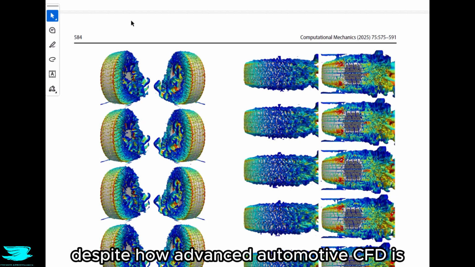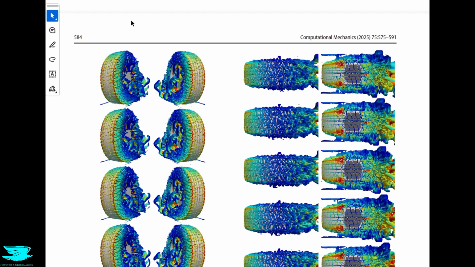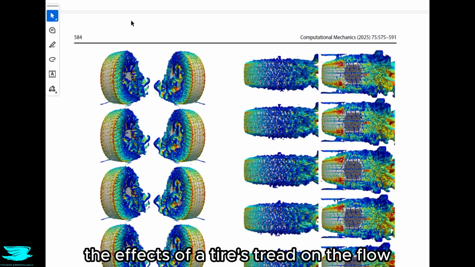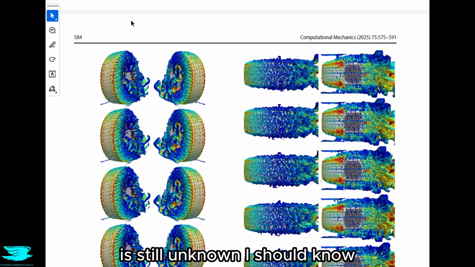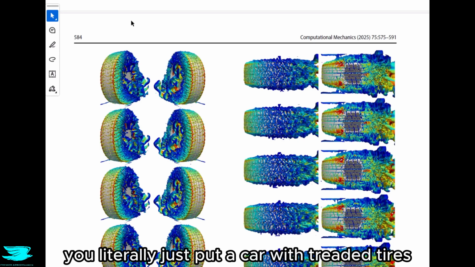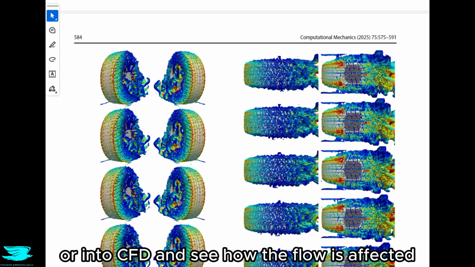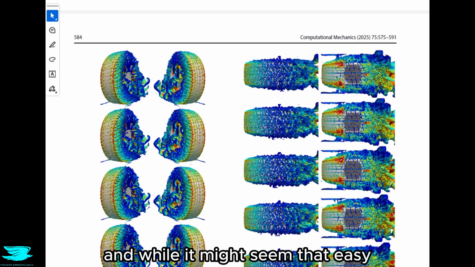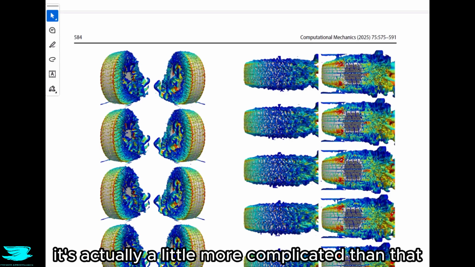Would you believe that despite how advanced automotive CFD is, the effects of a tire's tread on the flow is still unknown? I should know because I worked on this exact topic for a while, and it might seem like an easy thing to find out. You literally just put a car with treaded tires into either a wind tunnel or into CFD and see how the flow is affected. And while it might seem that easy, it's actually a little more complicated than that.